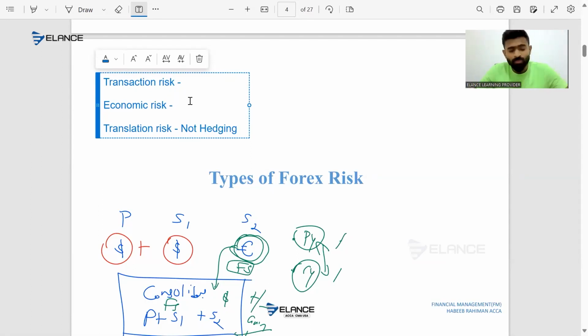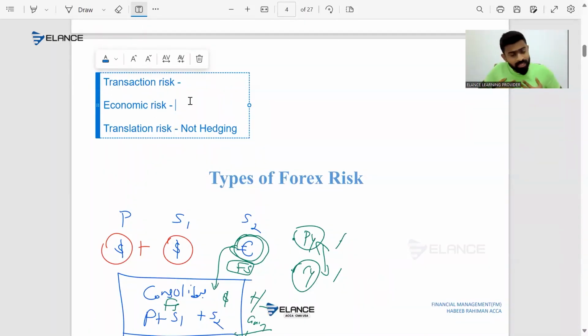How to hedge the economic risk? See, in my example, which country's companies were gaining advantage? Indian companies or Chinese companies? Chinese companies were getting gains, right?